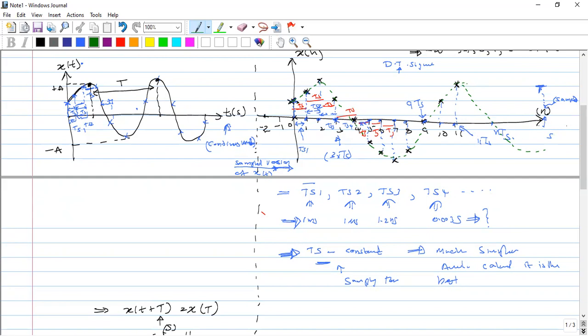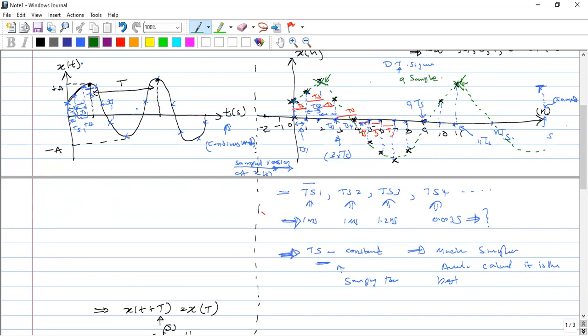So what is the condition for the periodicity of this discrete time signal? That means after some number of samples, we should have the same sample again. For example, this sample is the same as that one, repeated here. If we count the number of samples, we have 1, 2, 3, 4, 5, 6, 7, 8, 9. So we have 9 samples there.